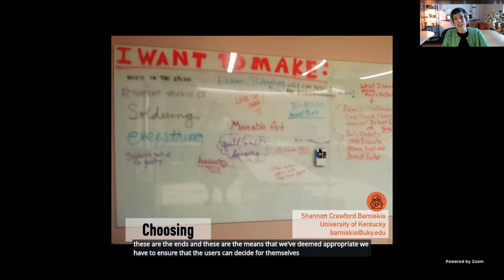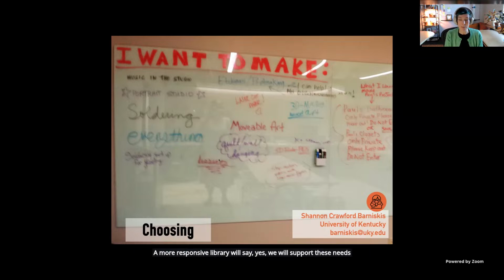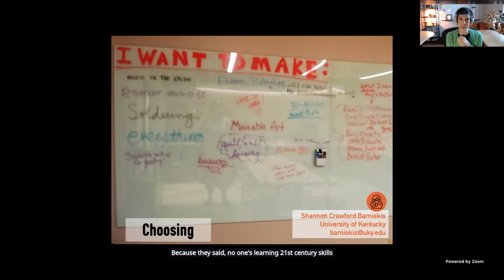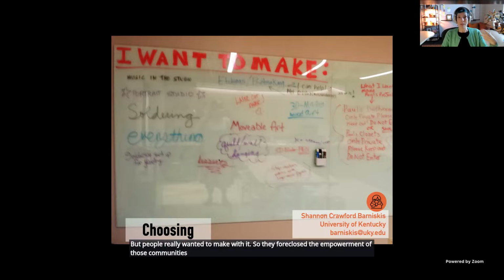For example, I want to do etchings and printmaking. In some libraries, they would say, no, that's not what we're about. We're about 3D printing and STEM. A more responsive library will say, yes, we will support these needs. And clearly you can't support them all. But if you have a certain set of values built in about what your space is for, you might foreclose opportunities. In one library, they wouldn't buy a second vinyl cutter, though that was booked out for weeks and weeks in advance because they said, no one's learning 21st century skills using this printer. But people really wanted to make with it. So they foreclosed the empowerment of those communities by taking that away from them.